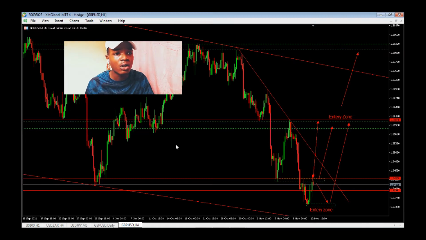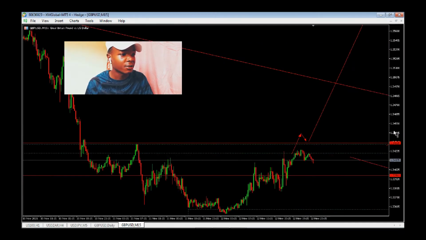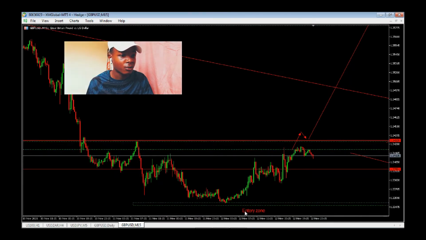Now going down to the 15-minute time frame, just to take our entry, we can see that this is our second zone, in case it does shoot back down and form that double bottom formation, where we can possibly enter another trade from.